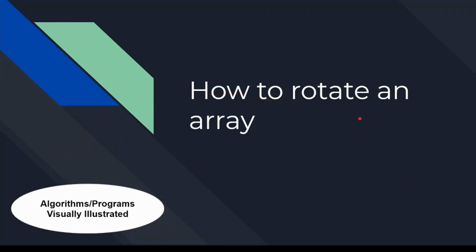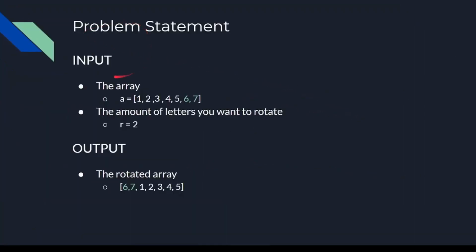How to rotate an array. Problem statement. The input is the array and the amount of letters that you want to rotate. The array would be 1, 2, 3, 4, 5, 6, 7, and the amount that you want to rotate is 2. And the output would be the rotated array, which you could see that you have rotated the numbers where 6 and 7 are now in the front.